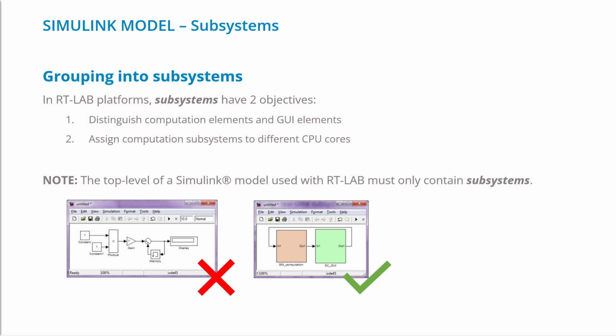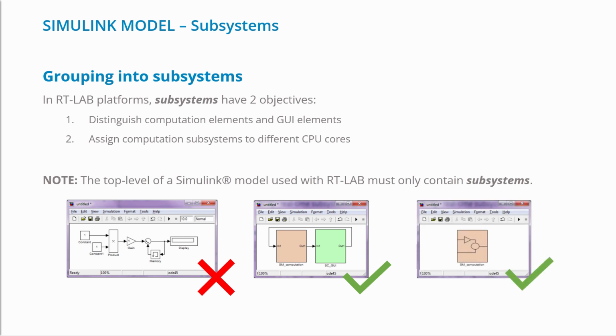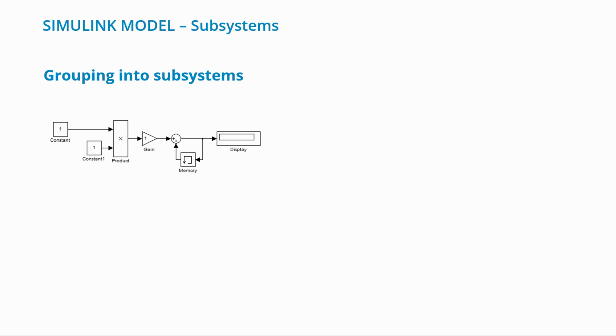In some cases, we could have a computation subsystem without a GUI subsystem at the top level. For instance, when doing overnight automated testing where the results are being stored in a MAT file, a GUI is not mandatory. Let's look at an example using this model.